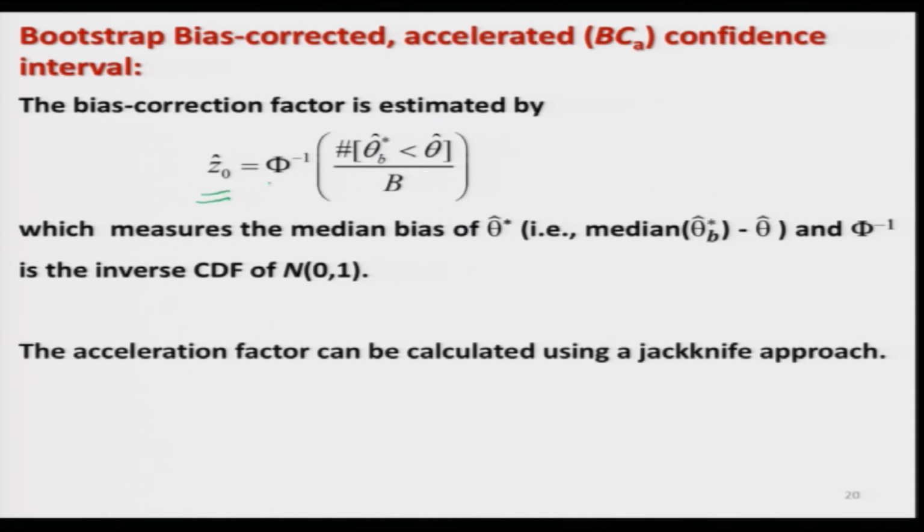if you try to see, it is based on the inverse of the CDF of normal 0 1. So, phi inverse is indicating the inverse cumulative distribution function of normal 0 1, and this is based on the proportion of the values of bootstrap statistics which are smaller than theta hat, right. And this bias correction factor essentially measures the median bias of theta hat star. That means, the median value of theta hat star b minus theta hat, right.